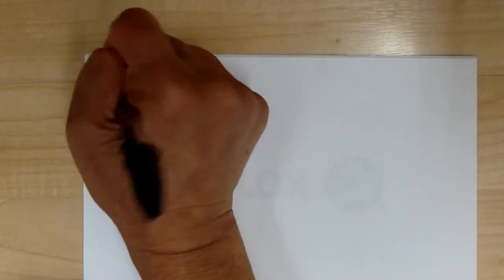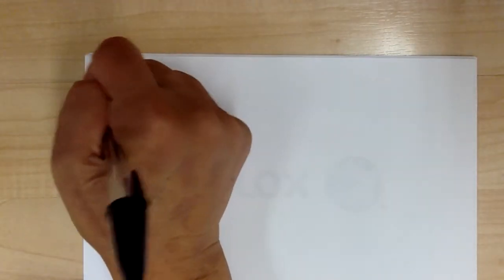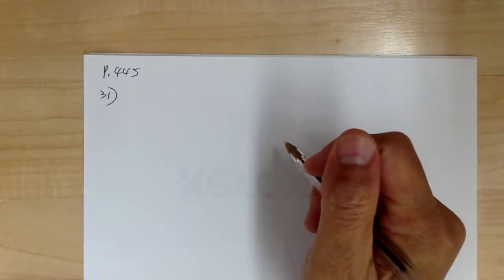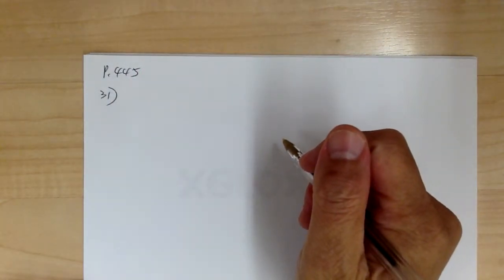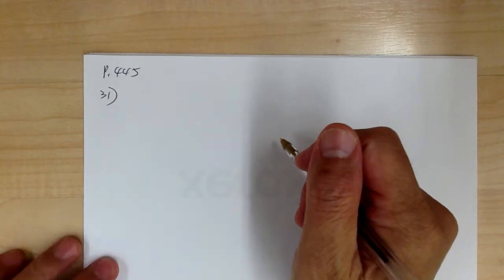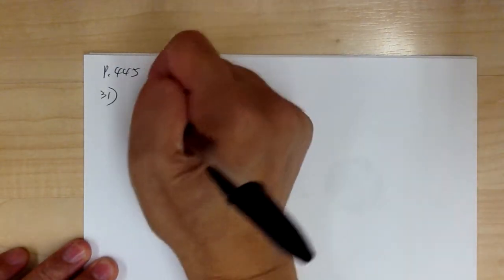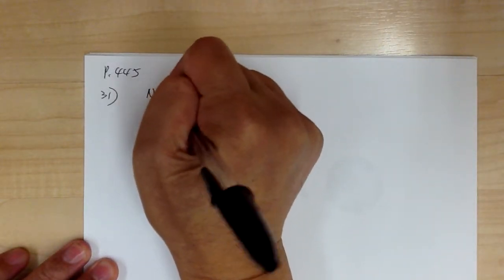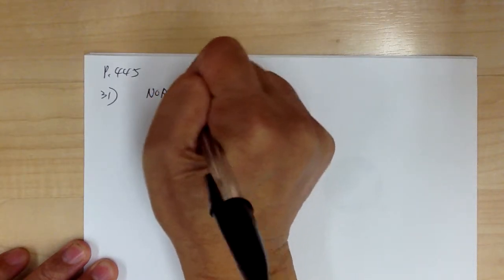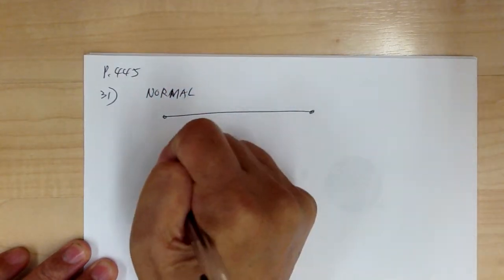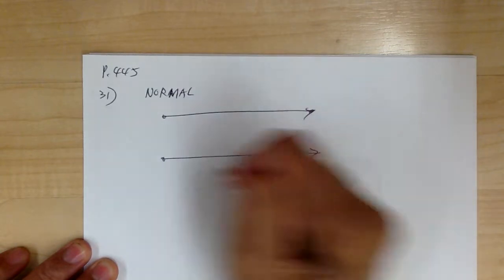Let's go to page 445 and let's do number 31. Okay, you can read through. This is the motion problem and it's going at two different speeds. So at normal, okay, and you have fast.